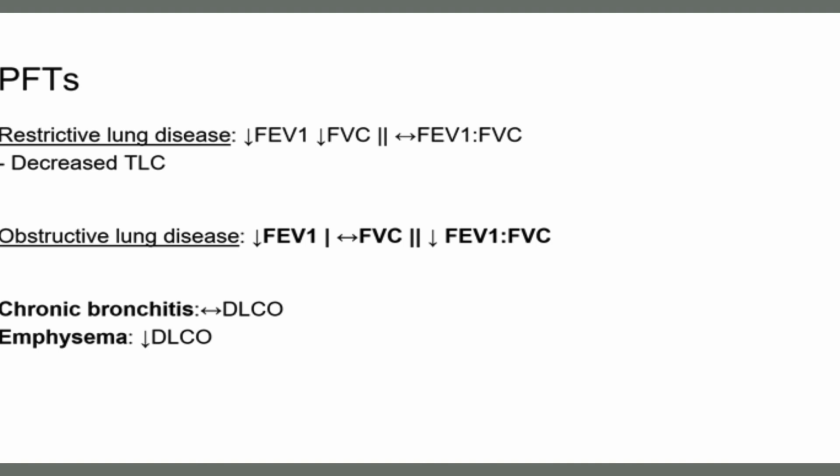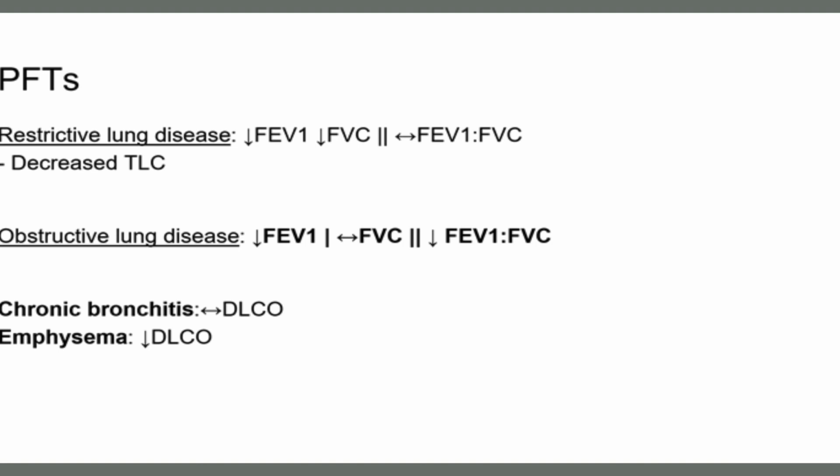Pulmonary function tests we'll talk a little bit about, but the brief summary is the first thing to look for is trying to determine if this is a restrictive lung disease or an obstructive lung disease. With restrictive lung disease, as you remember, you'll have a decrease in the FEV1, which is the forced vital capacity in the first second, and a decrease in the forced vital capacity total, which will make the ratio about the same. In restrictive lung disease, you'll also usually be associated with decreased total lung capacity.